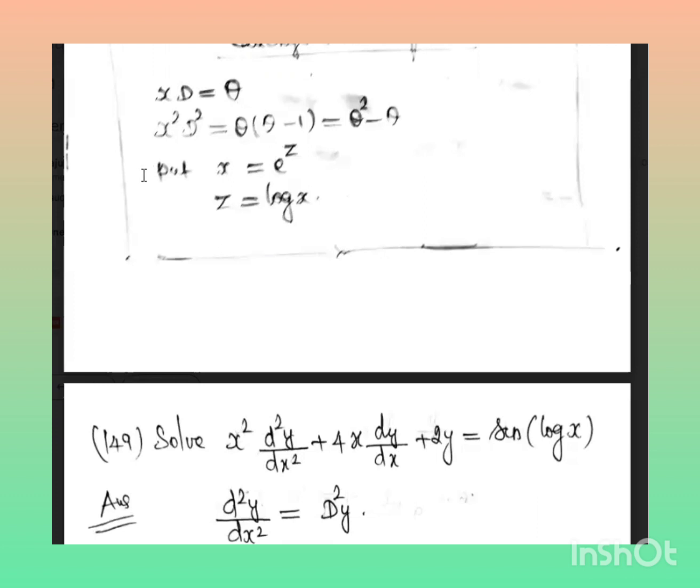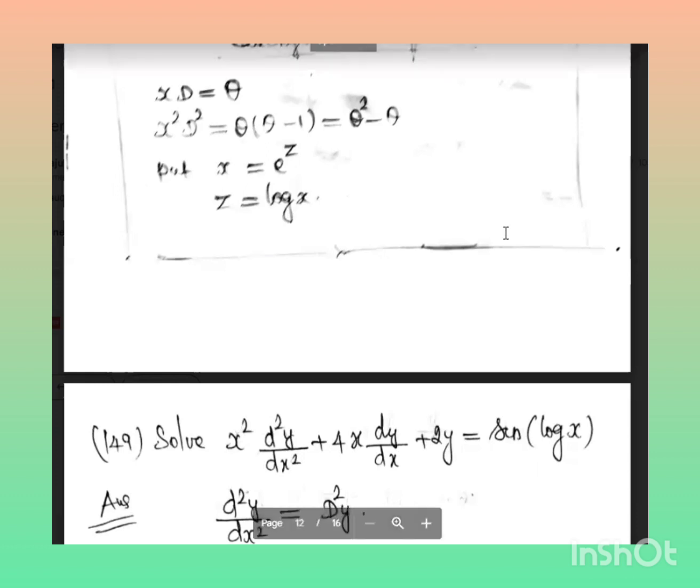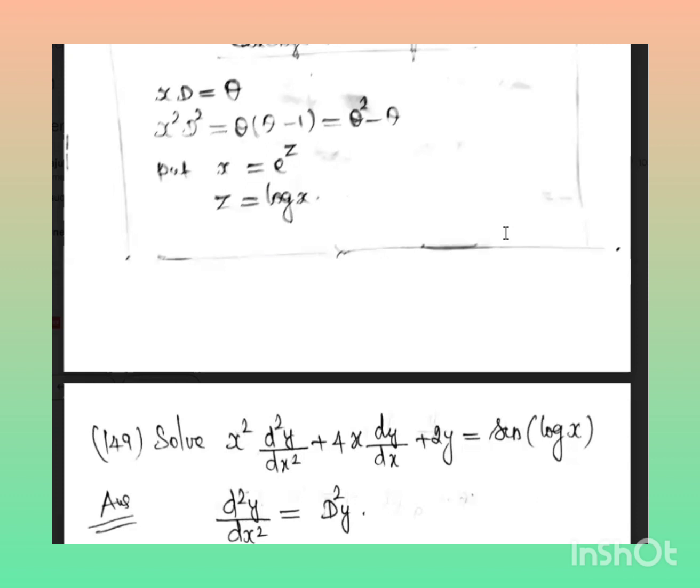Next, we have to take x is equal to e power z, so z is equal to log x. So these points are very important. You have to keep them in your mind while you are going to solve the Cauchy's linear equation.